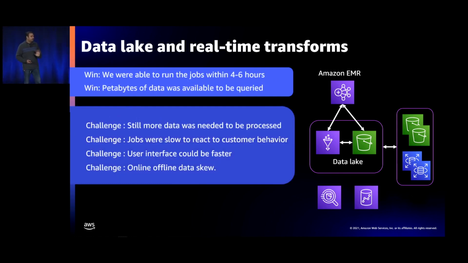There were wins, not to deny, that the system was able to run the jobs in about 4 to 6 hours. There were petabytes of data available. It was just working fine. But there were challenges. There was always need for more data. The reaction time was to be reduced for customer behavior responses. If there is a shopper who's coming in to do something right now, and if they've done some events, that data should come back and feed back into the machine learning systems more or less immediately. We can't wait for 4 to 6 hours for that to happen.